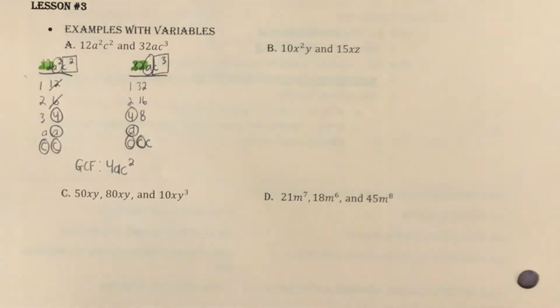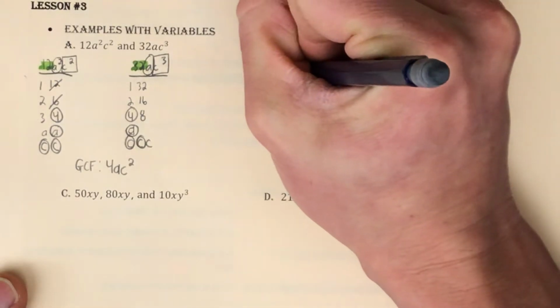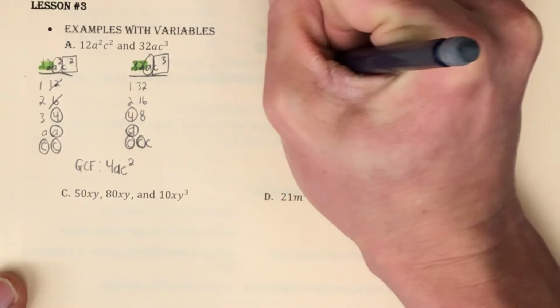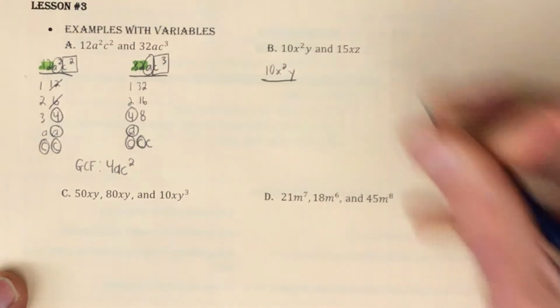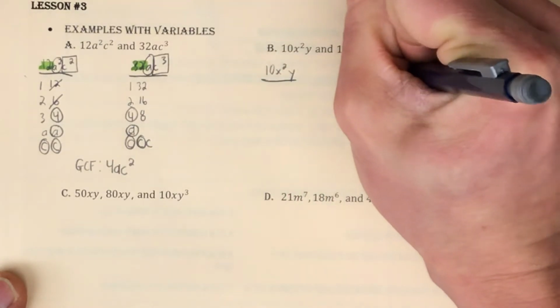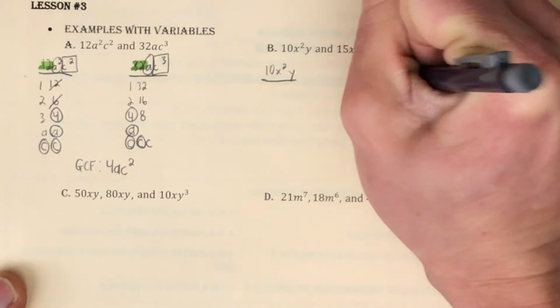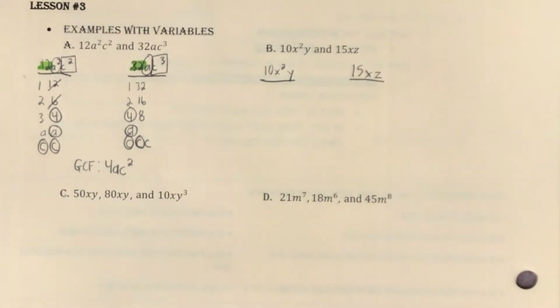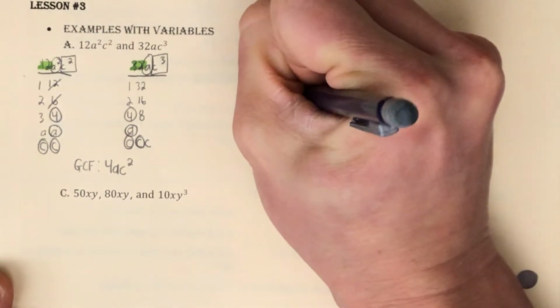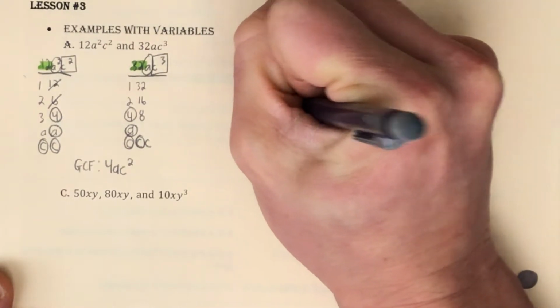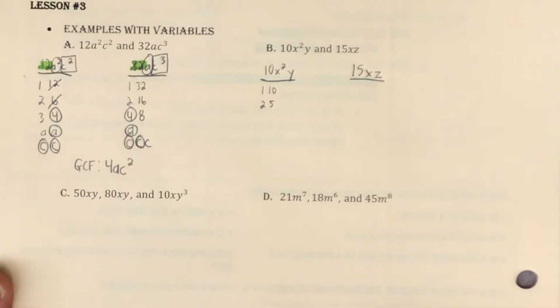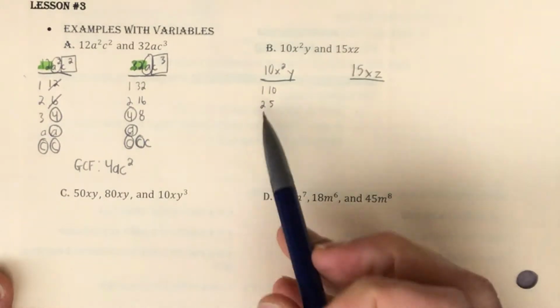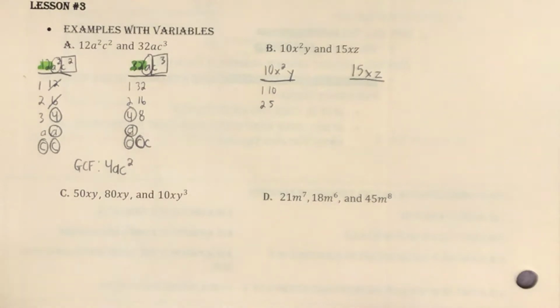All right, well, let's go through example B again together, that same process. So I'm going to first write out my numbers, so my terms, which is 10x squared y. Create my little line. Then I've got 15xz. So again, start with the numbers 10. So 1 and 10, obviously. 2 times 5 equals 10. 3 doesn't go into 10. 4 doesn't go into 10 evenly. And 5 is already on our list, so we're done with the numbers.